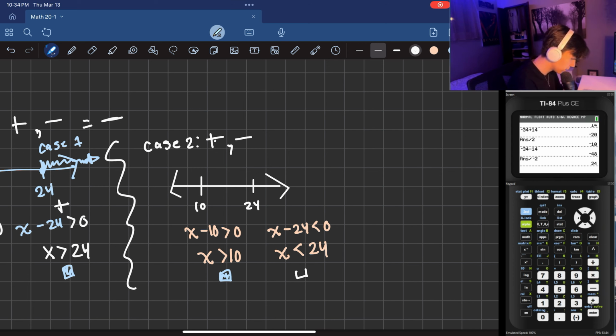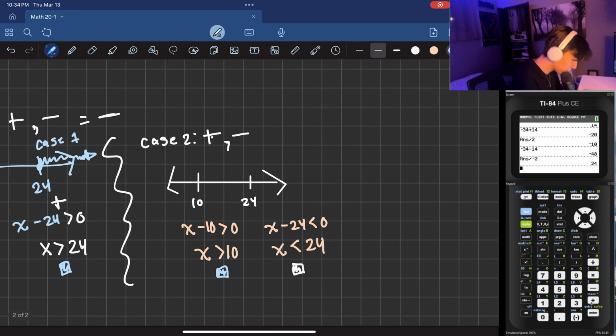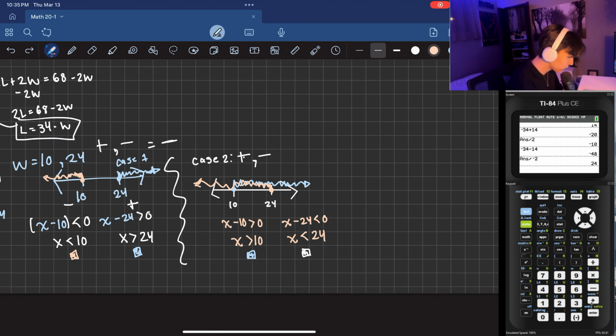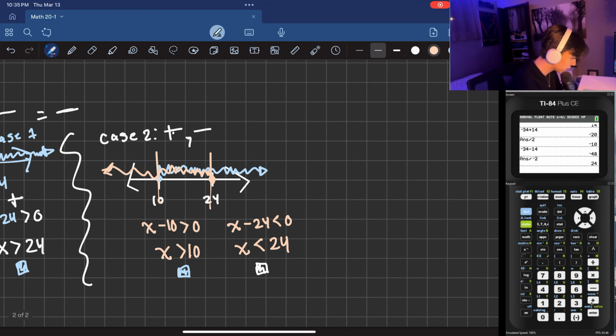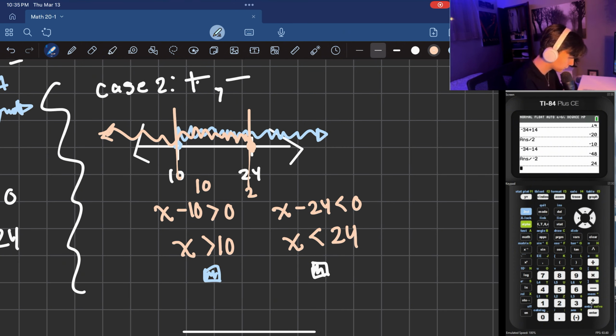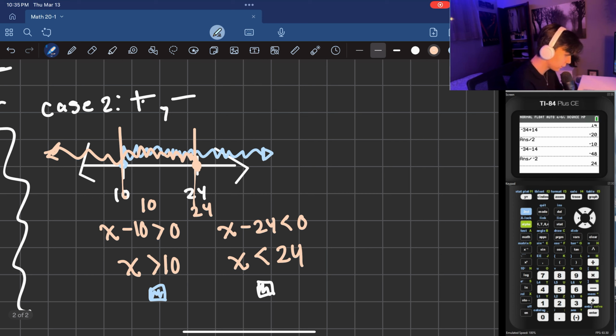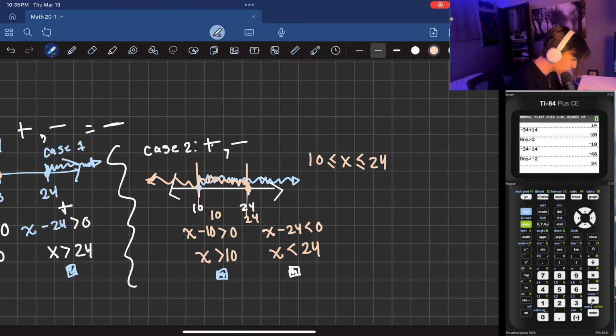So now I'm going to add 10 to both sides. I'm going to get x is greater than 10 and x is less than 24. So this is going to be represented by the blue and this one's going to be represented by the white. Now I'm going to graph this. Any number that is greater than 10 on this number line, we're going to be moving right this time. And we have any number that is less than 24, we're going to be moving left on this number line here. So effectively, we get this solution here, where between 10 and 24 we have our solution.